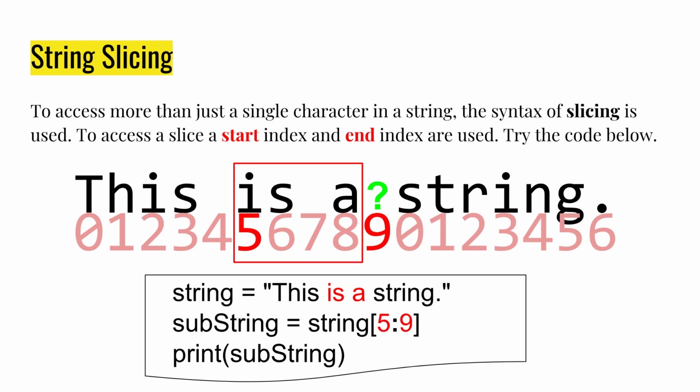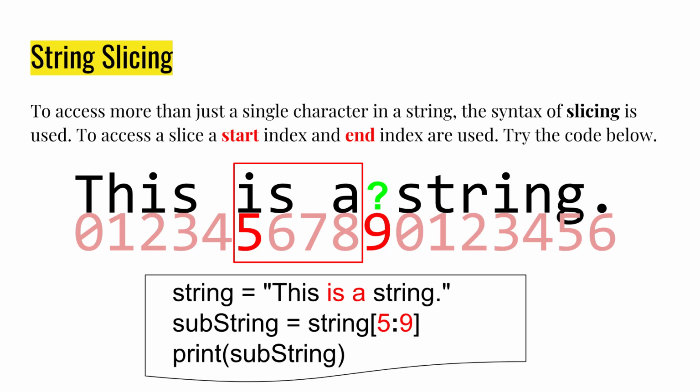Now, when we're talking about slicing, we're talking about selecting more than just a single character. We want to select a range of characters. So here's an example of selecting 4 characters in the middle, the I, S, the space, and the A. And so you'll notice that we are using square brackets with a colon in between the starting and ending index. So the example below shows selecting those letters using the 5:9 inside the square brackets.